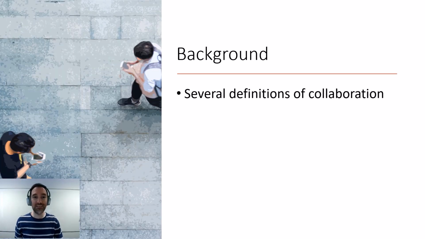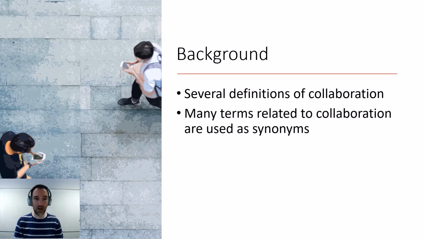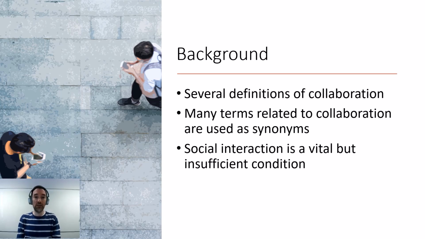Now, when we look at collaboration and collaborative interaction, we can see that there are several definitions of what this specifically is. However, the terms related to collaboration, such as cooperation, coordination, teamwork, social interaction, etc., are often used as synonyms or used interchangeably. And there's not really a systemization of the terms being used. For instance, social interaction is a vital but insufficient condition for collaboration because some social interactions do not involve shared goals, accommodation of different perspectives, or organized attempts to achieve the goals.